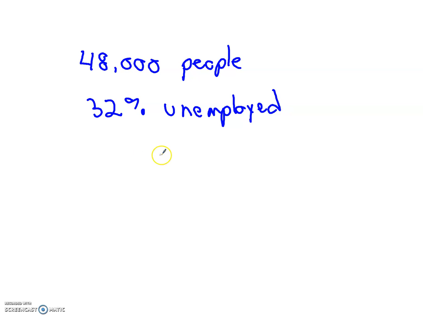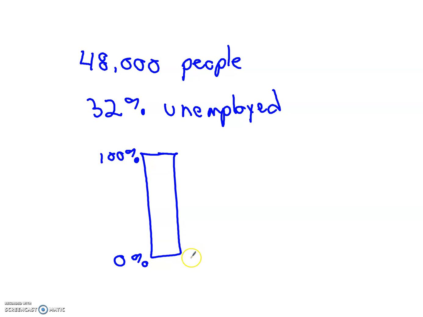Well, the method we used in part 1 was this. Think of a progress bar that goes from 0% to 100%, and then over on this side, here's 0 people, and here's 48,000 people. And we said, okay, look, 32% would be right about there. So the progress bar goes up to there, stopping at 32%. And the question is, how many people is that right there out of 48,000?